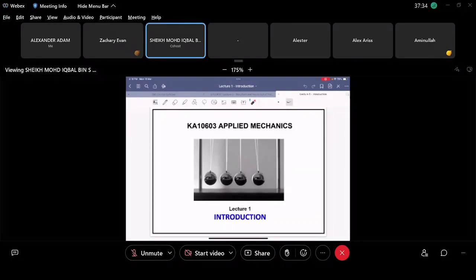All right. Okay, everyone, can you see the slide? Okay, good, good, good.